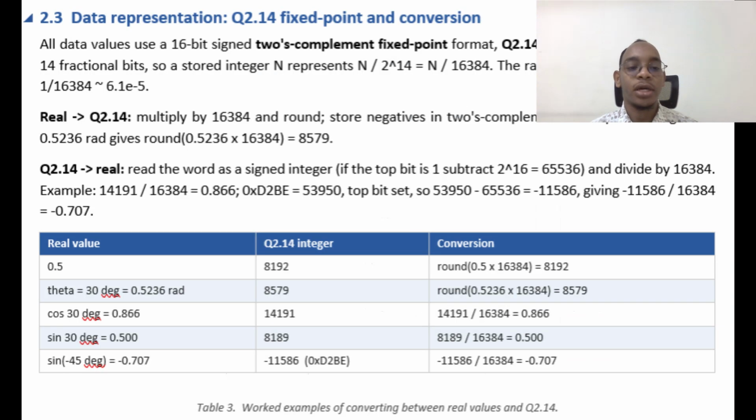Everything uses Q2.14 fixed point: 1 sign bit, 1 integer bit, and 14 fraction bits. For example, 30 degrees becomes 8579 in this format. No floating point is needed anywhere.